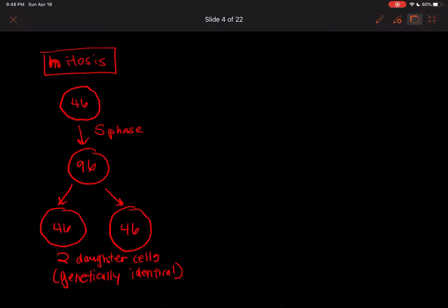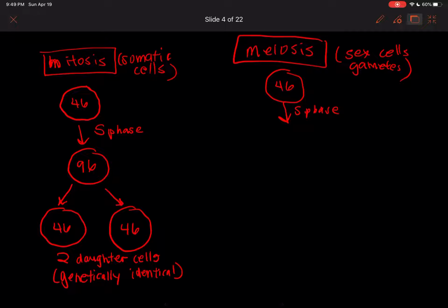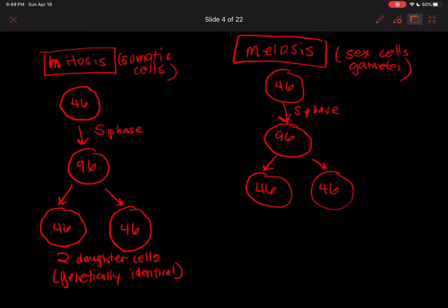Okay, for meiosis, on the other hand, and then what I would add here is mitosis is for cell division of somatic cells. Meiosis is cell division of sex cells, or gametes, another name for sex cells. So you still begin with 46, after S phase you still end up with 96 chromosomes, but you go through 1 round of cell division, which makes 2 daughter cells of 46 chromosomes.